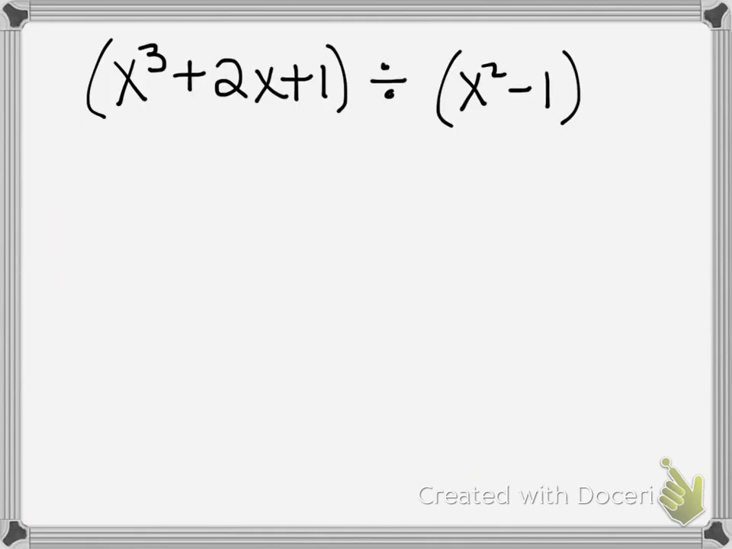Okay, so it's also important to know that you might have placeholders in more than one spot. So I'm not going to work out this whole problem. I just made up an example to show you where you would put in placeholders. So in our dividend, we're missing that quadratic term. So it's going to be plus 0x squared.